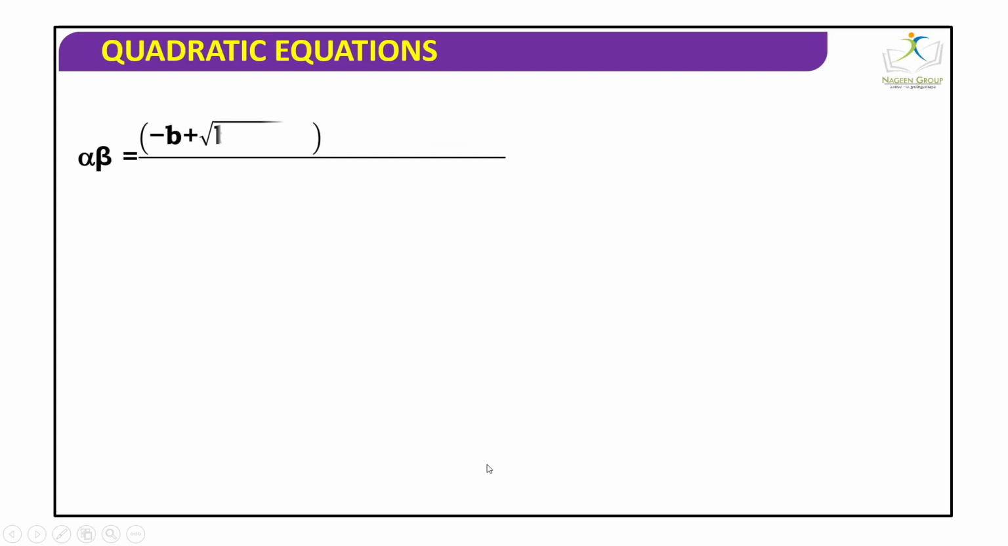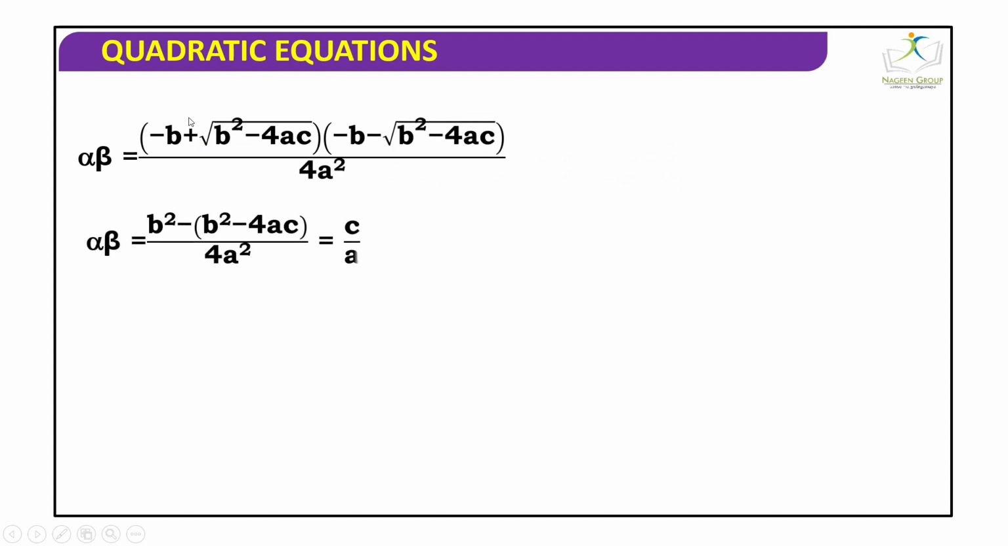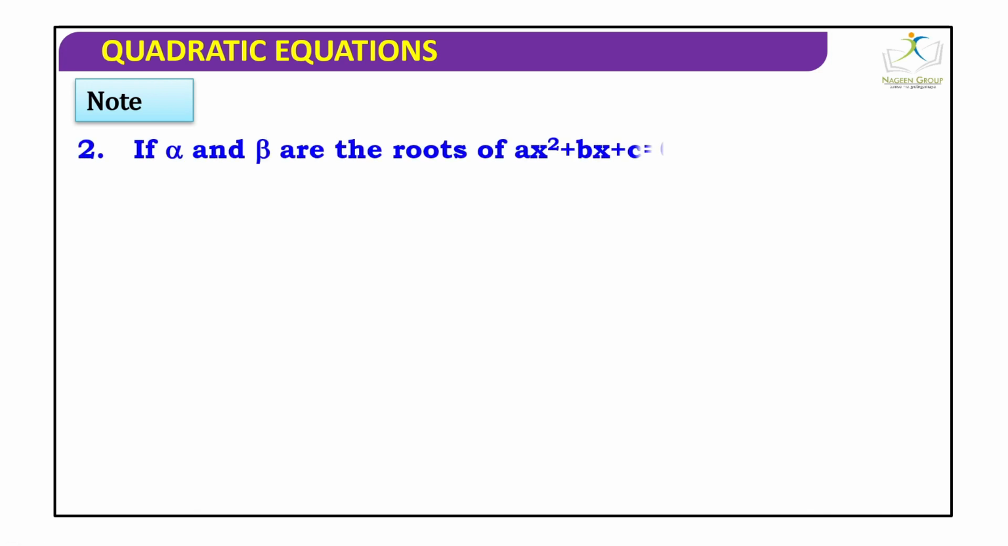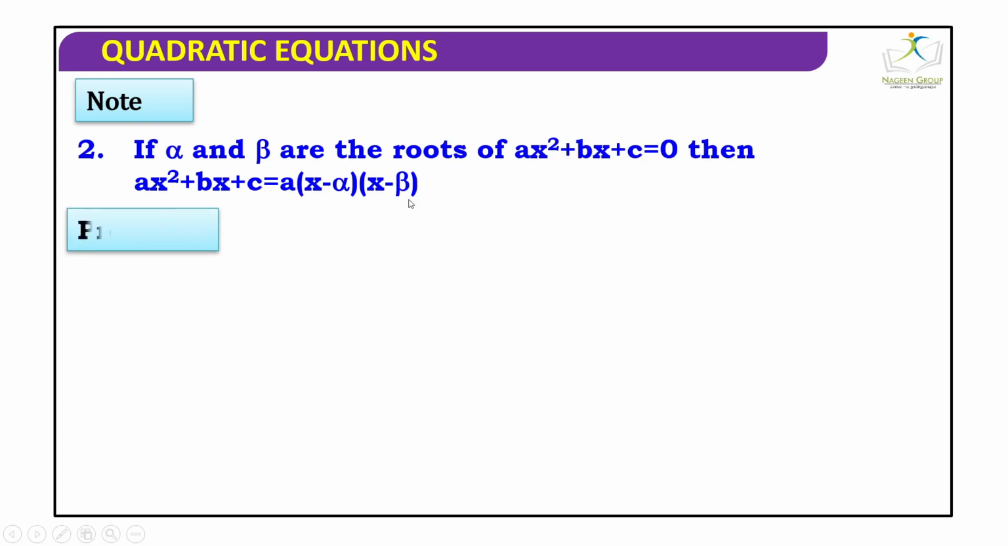Now from here we have alpha into beta, meaning multiply them. Here we apply the formula: it's a minus b, this is a minus b and this is a plus b. So a square minus b square, b square and b square cancel, and this is equal to c by a. Now note, if alpha and beta are the roots of the equation, then we can write this equation as x minus alpha into x minus beta, with any constant term.